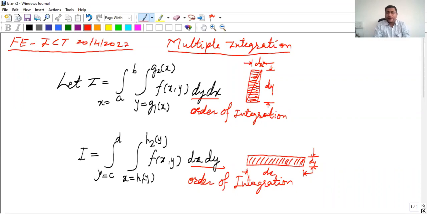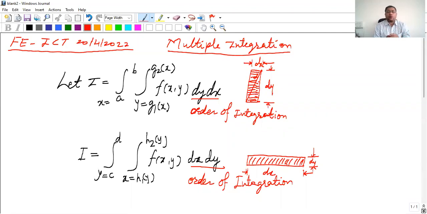Moreover, when we integrate with respect to one variable, the other variable is treated as a constant. So as we do in partial differentiation, when we consider the derivative with respect to one variable, we treat the other variable as a constant. And so in multiple integrals, when we consider the integration with respect to one variable, the other variable is treated as a constant. This is a very important thing in multiple integrals.